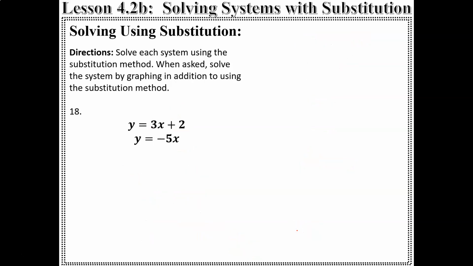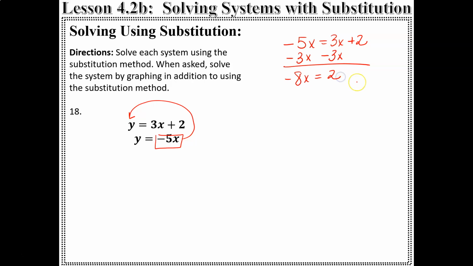So number 18 is the problem that we graphed the very first time, when I said it's hard to figure out what the intersection is when you're graphing. Well, now we can. Okay, so I'm going to take this negative 5x and put it in for y. So I have negative 5x equals 3x plus 2. I'm going to get the x's to one side, so I have negative 8x equals 2. I'm going to divide by negative 8. So x is negative 2/8, which is really negative 1/4.